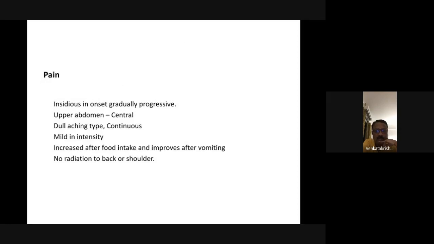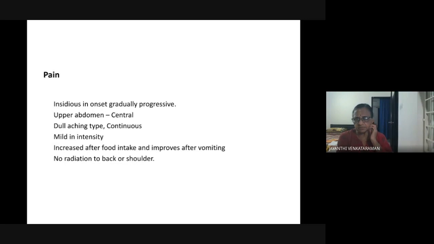Sir, the pain is continuous. It is there even at baseline. After eating for the first 1 to 2 hours, the pain increases in intensity. After that, he has an episode of vomiting. Post the vomiting, there is relief in pain, but still a continuous baseline pain remains. You said it's only mild intensity. So there is some dull aching pain, which is mild in intensity and increased after food intake and improves after vomiting. Is it upper abdomen central? The epigastric region.